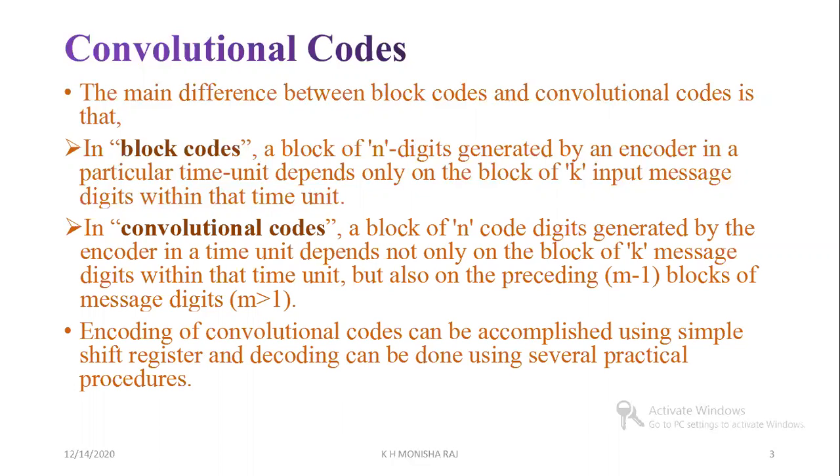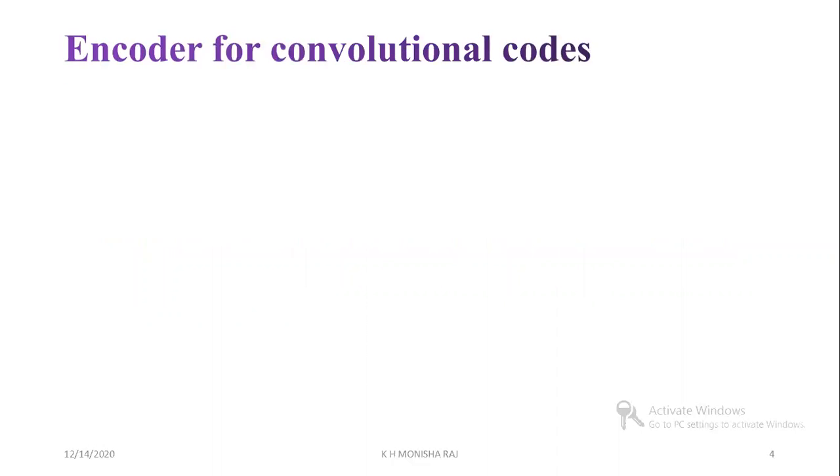After knowing the basic difference between the block codes and the convolutional codes, we'll move on to the encoder for convolutional codes. As we have studied in the previous modules, in block coding, the encoder accepts a k-bit message block and generates an n-bit code word. Thus, the code words are produced on a block-by-block basis. Clearly, provision must be made in the encoder to buffer an entire message block before generating the associated code word.